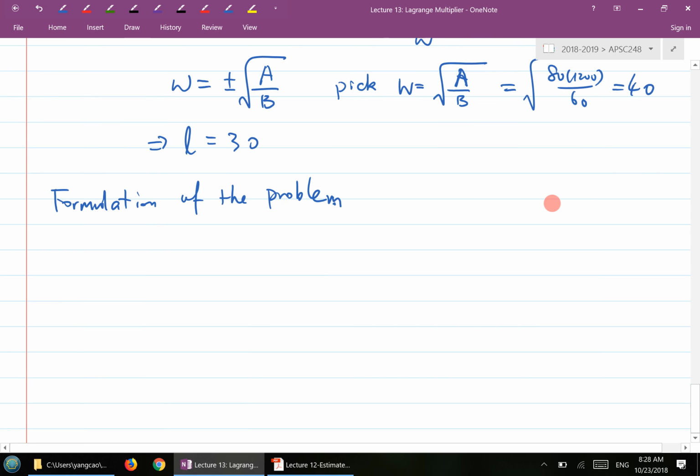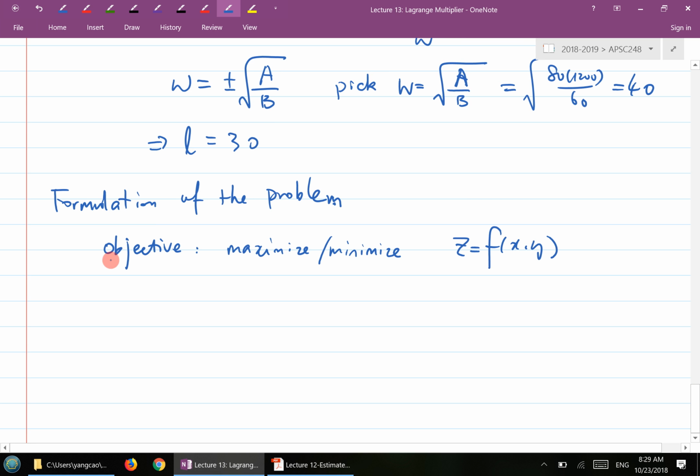So let's formally formulate the problem here. You always have two things. The first thing is the objective. The objective is either to maximize or minimize a certain function. I'm going to always use a function of two variables to illustrate this idea. So maximize or minimize this function z equal to f of x, y.